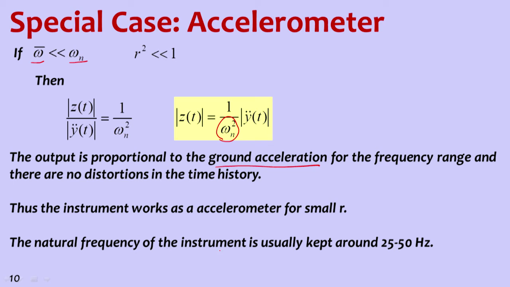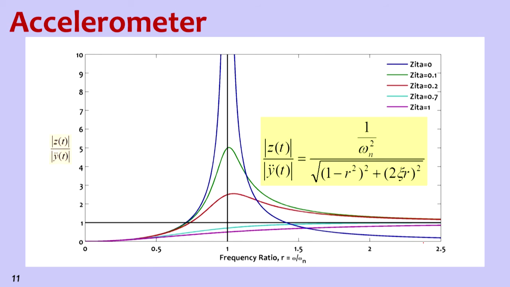So the natural frequency of the instrument is usually kept in between 25 to 50 hertz to measure acceleration. So accelerometers will have this range. If we plot that z curve, by double differentiating y, we get y double dot is equal to 1 by omega n square y. Then we back substitute that z by y double dot is equal to 1 by omega n square under root 1 minus r square whole square plus 2 zeta r whole square.